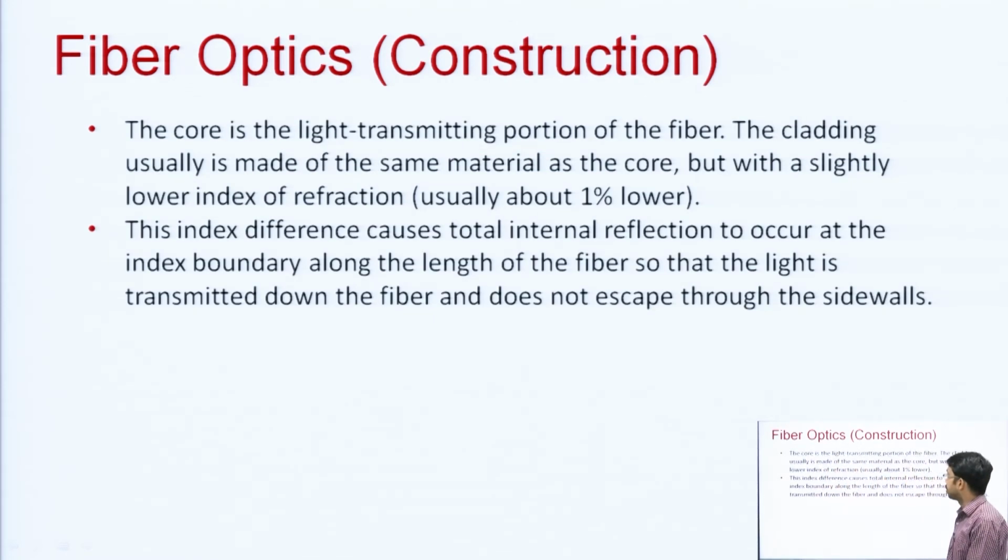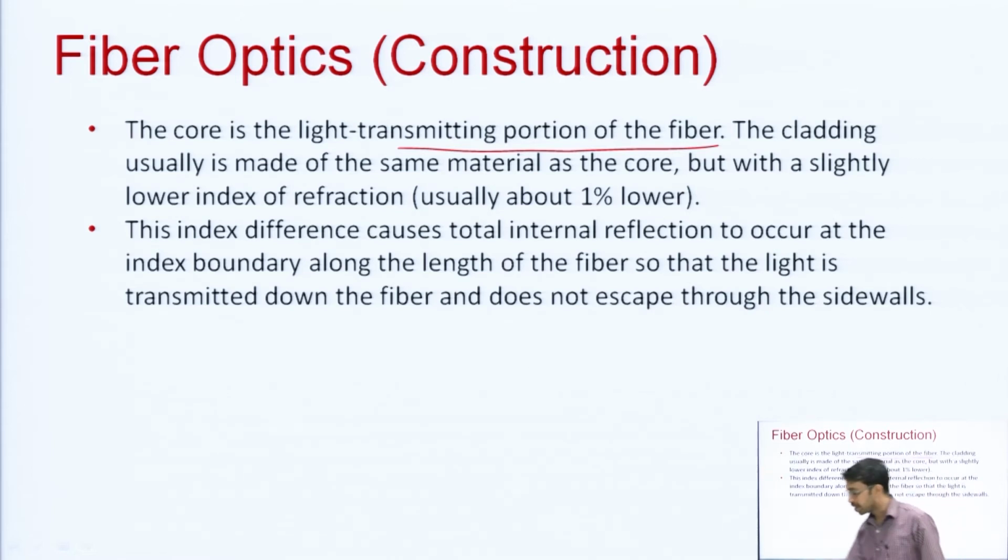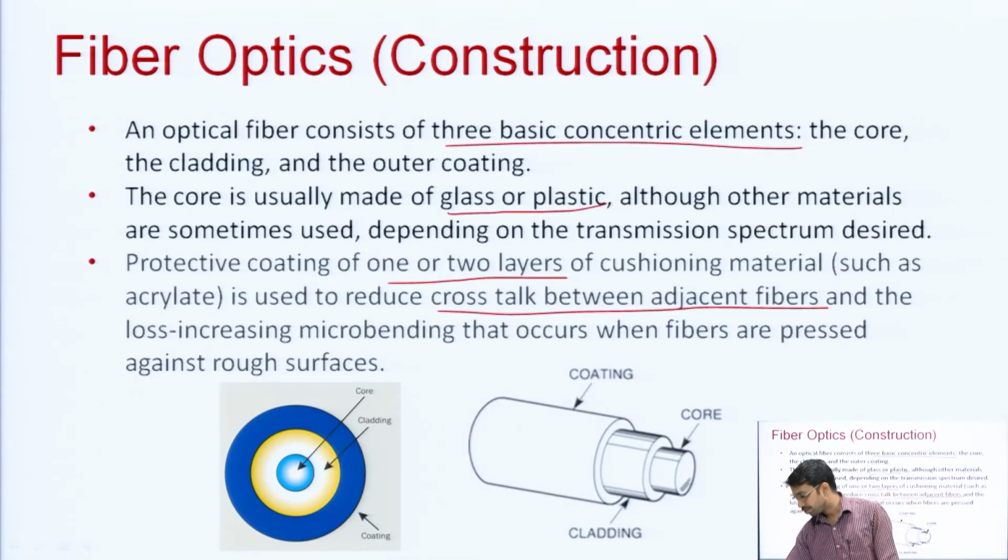Now, how is light transmitted? The core is the light transmitting portion of the fiber. Where is the light transmitting? Light is transmitted through this portion inside this core. Only in this portion light travels. Light must not go to the cladding. If any amount of light goes to the cladding, it is lost, and if light is lost, signal is lost, information is ultimately lost.